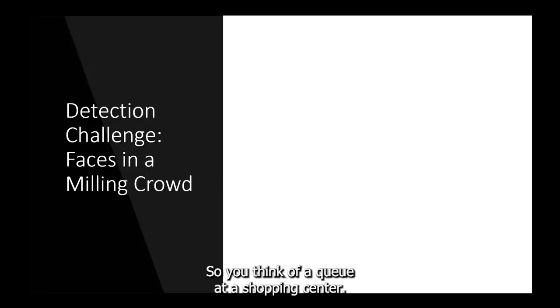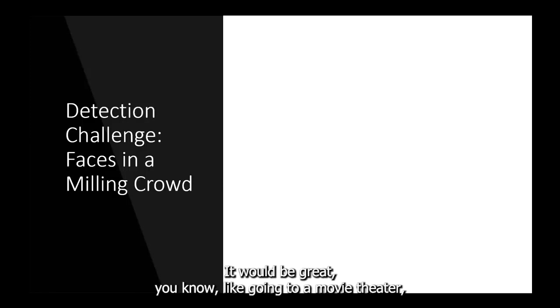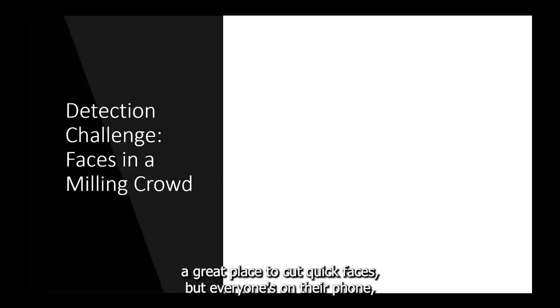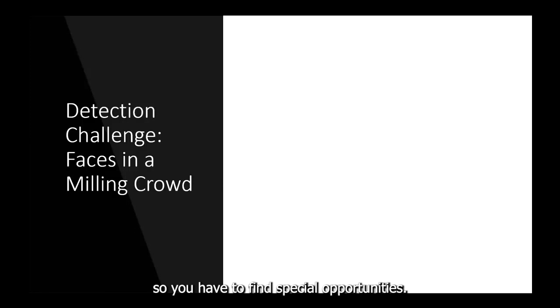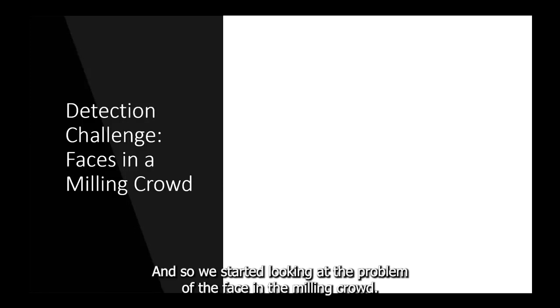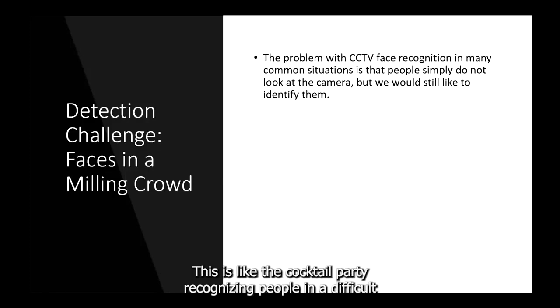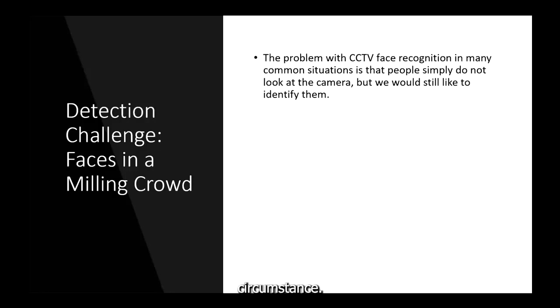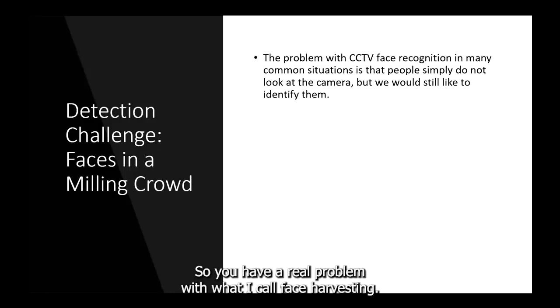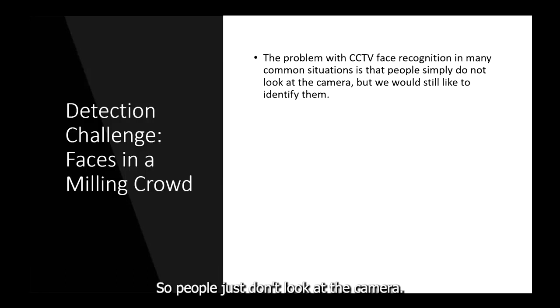So you think, a queue at a shopping centre would be great, like going to a movie theatre, great place to collect faces, but everyone's on their phone. So you have to find special opportunities. So we wanted to widen that, and so we started looking at the problem of the face in the milling crowd. And this is like the cocktail party, recognising people in a difficult circumstance. So you have a real problem with what I call face harvesting. People just don't look at the camera, so you can't do their face recognition.